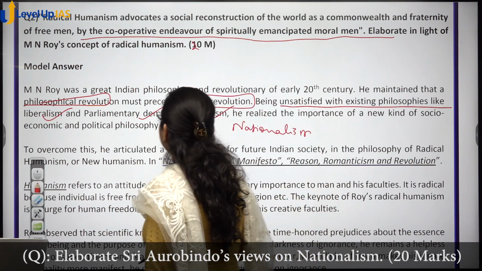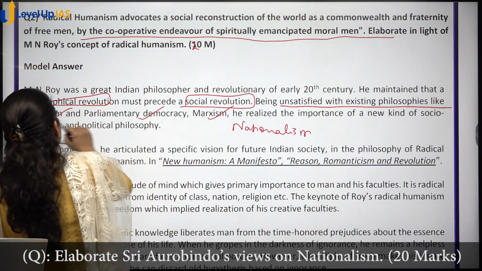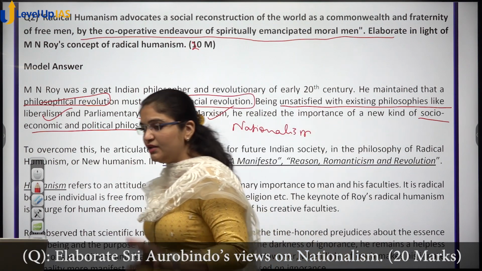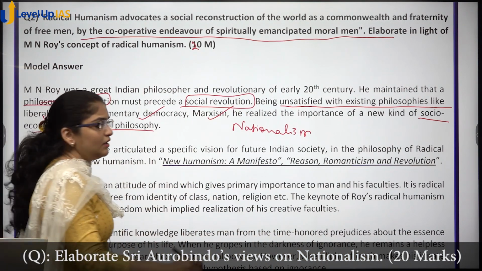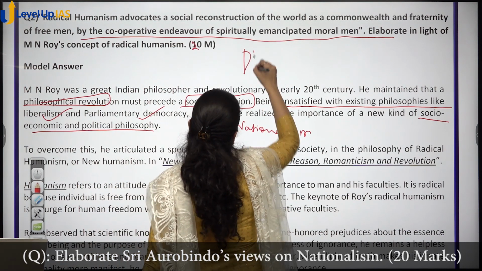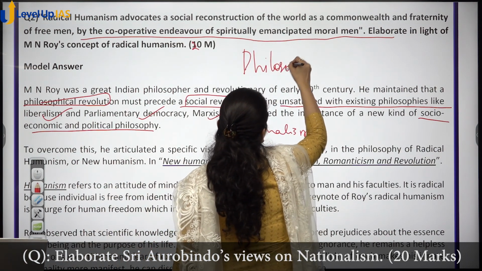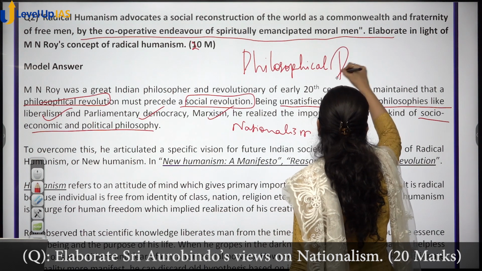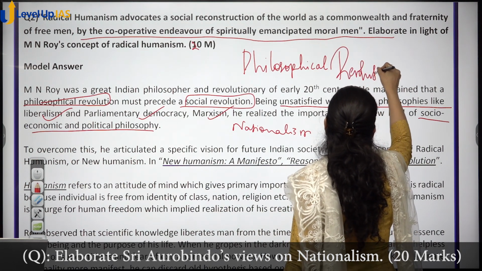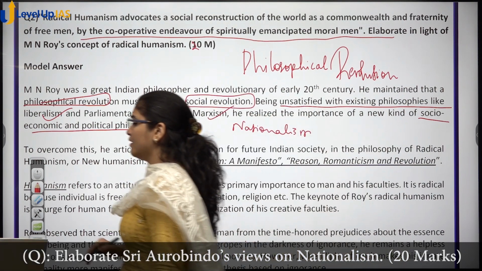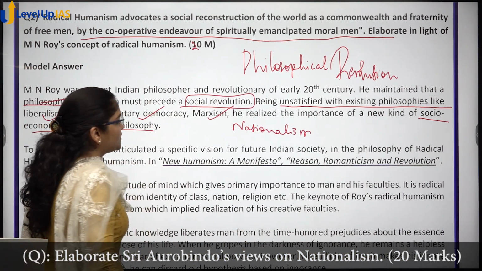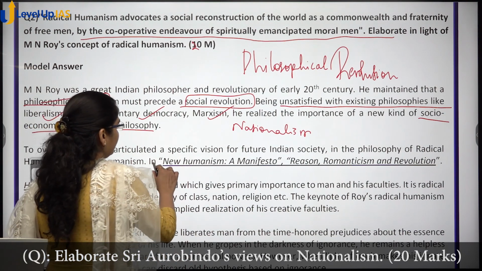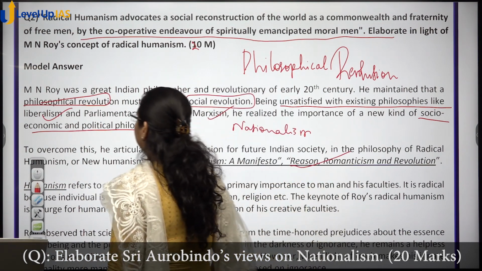He realized the importance of a new kind of socio-economic and political philosophy. So first we are talking of why he wants to bring in a new philosophy. The first aim of Roy is a philosophical revolution, meaning at the level of thinking. To overcome this, he articulated a specific vision for the future of Indian society in his work, New Humanism: A Manifesto, and Reason, Romanticism and Revolution.